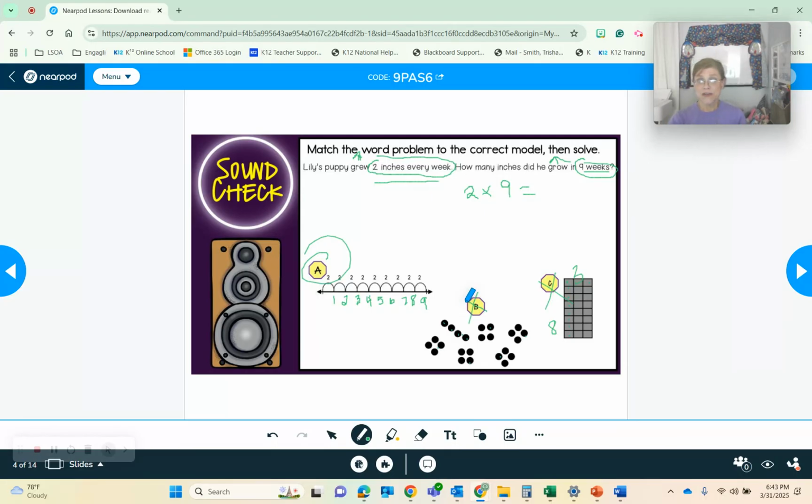What is the correct answer? 2 times 9. If you don't have the automaticity, what is the correct answer for 2 times 9? We can just skip count by 2s. 2, 4, 6, 8, 10, 12, 14, 16, 18. So 2 times 9 is 18. So how many inches did Lily's puppy grow in 9 weeks? Lily's puppy grew 18 inches in 9 weeks.